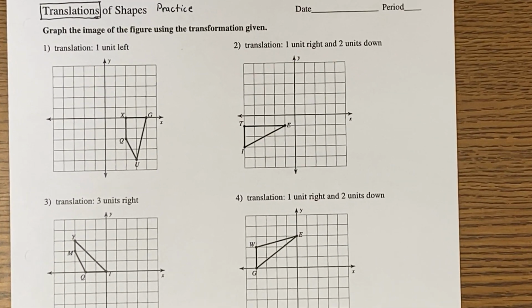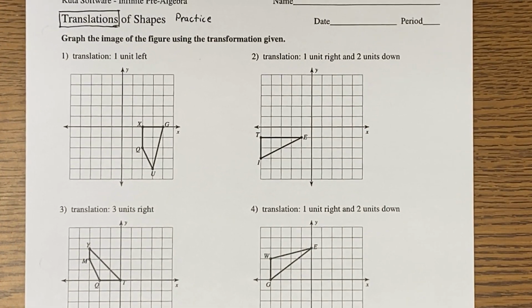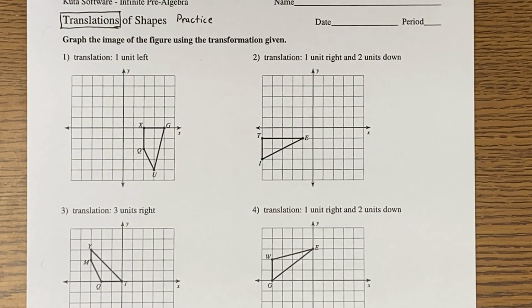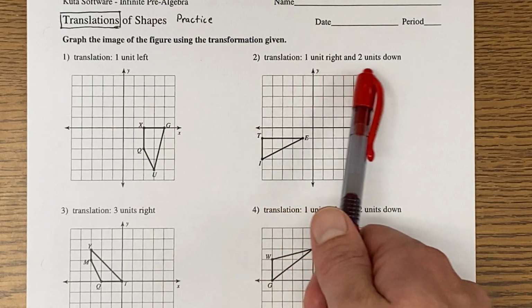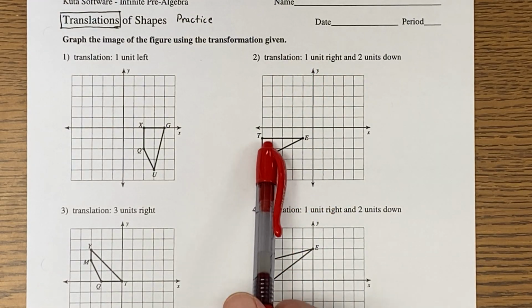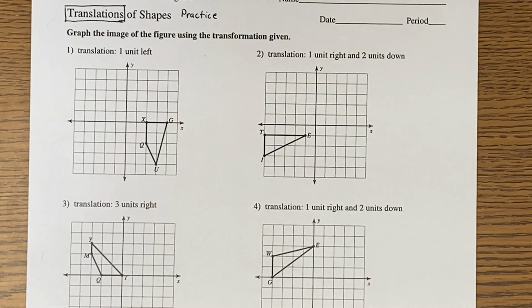Zoom in here. All right, so let's just look at number 2 to start off with, because number 1 just says 1 unit left. Number 2 says translation 1 unit right and 2 units down. So here's our original shape. We have T, E, and I, and we have a triangle. So what we're going to do is slide each of those points, or each vertex, 1 unit right and 2 units down. We're going to put our new point there, and we call that the prime point. Remember, prime means the new point. And then once we have our 3 vertices, we will connect those points and we'll have our new shape.